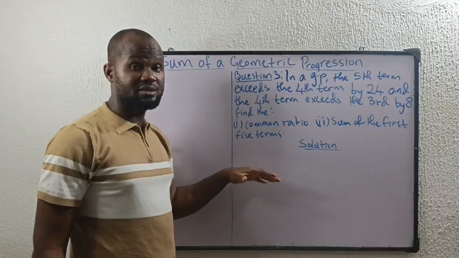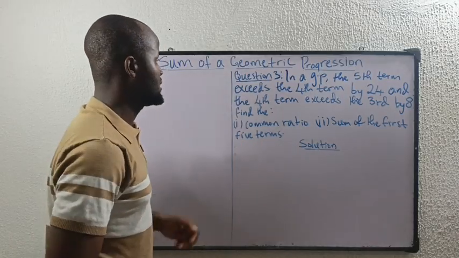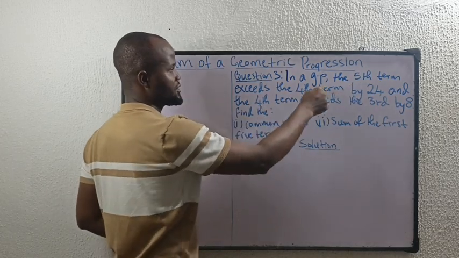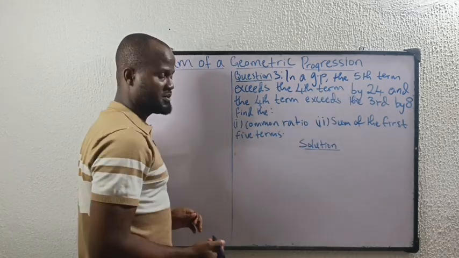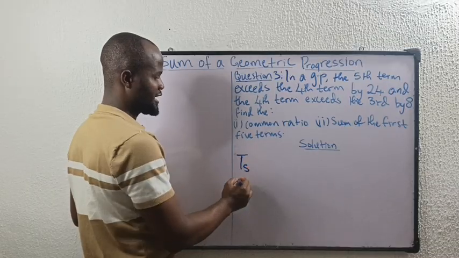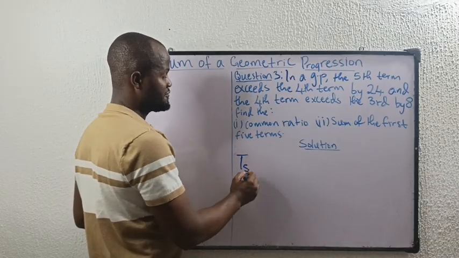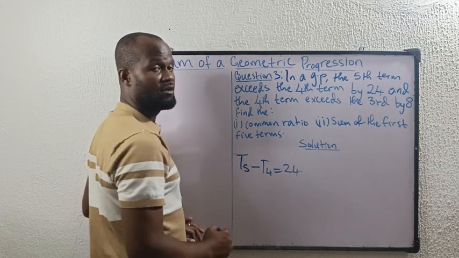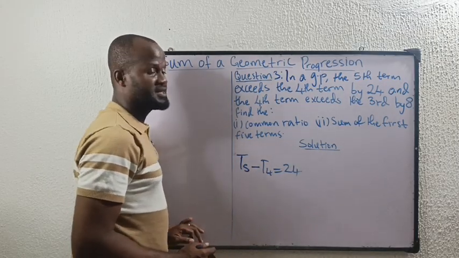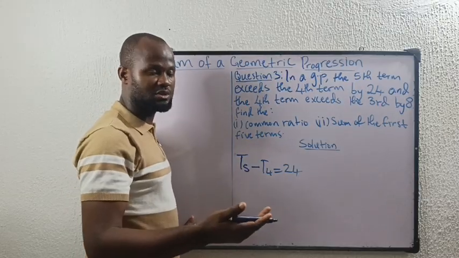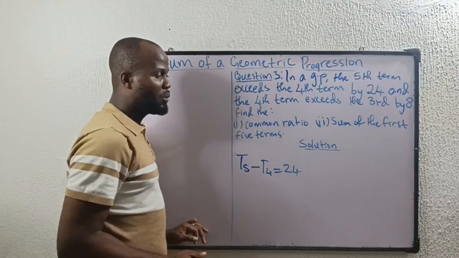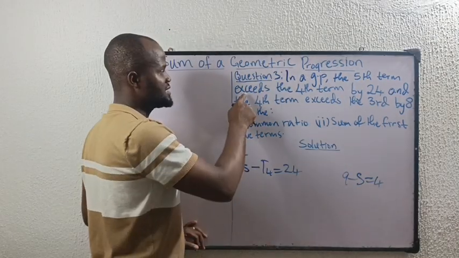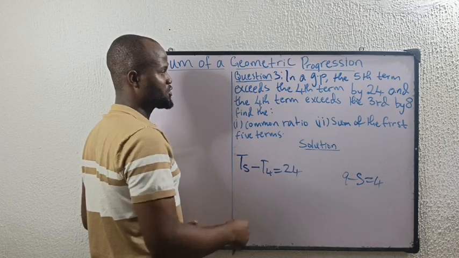Now, we're going to take it gradually. We're going to interpret each statement so that we can get it clearly. The first statement says, the fifth term exceeds the fourth term by 24. So what does it mean? The fifth term, that is T5, exceeds the fourth term, T4, by 24, so T5 minus T4 gives me 24. A simple way to understand that is if I say 9 exceeds 5 by what? 9 exceeds 5 by 4. What it means is that 9 minus 5 gives me 4.